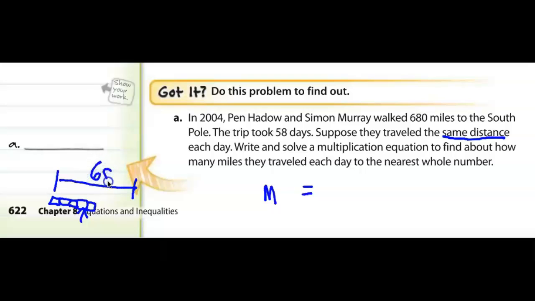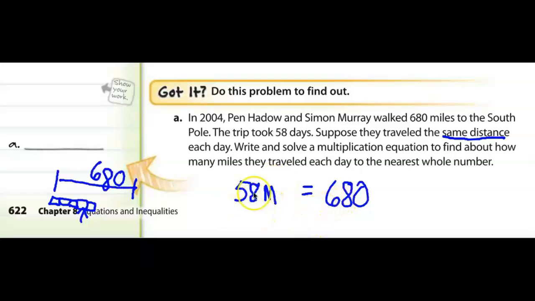All right, so if you said 680, you're correct. So 680 is going to be the product, so we're going to put that over here. Now all I need you to do is tell me what number we're multiplying by m. Go ahead and answer that for me. Okay, so that is actually going to be 58. 58 days times the same number of miles each day is going to equal 680. Now all we have to do is solve the problem.